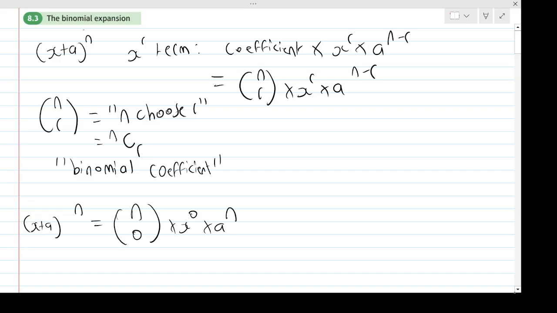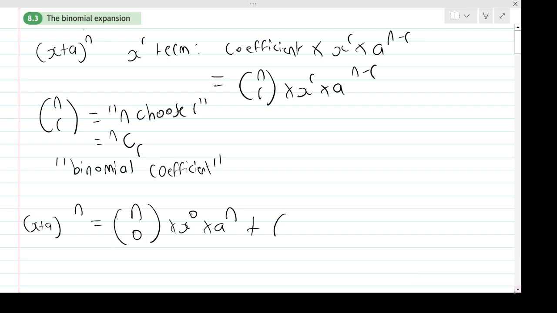Because then 0 add n is n. Now, remember, we start from 0, not 1 here, because we have powers of 0, okay? Now, that x to the 0 is just a constant as well, but we'll leave it there for now. So that's the first term.